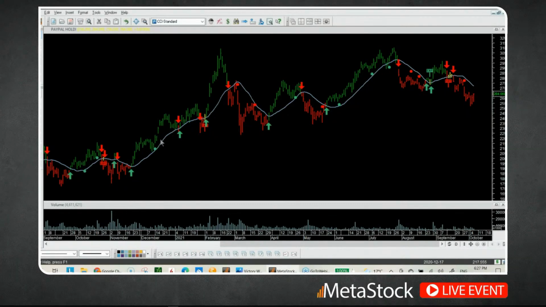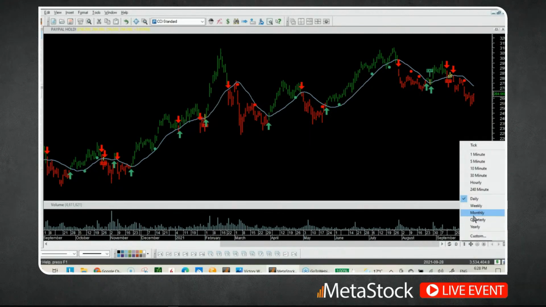And off you go. You exit. Now you get another arrow. Is the 20 sloping higher? Again, yes, it is. You're in, and off you go, right? Back and forth. And that's really all you have to do. And the best part about this, you don't have to just manually look through charts to find these. There's a scanner that goes with it, and I'll show you that in a few minutes.